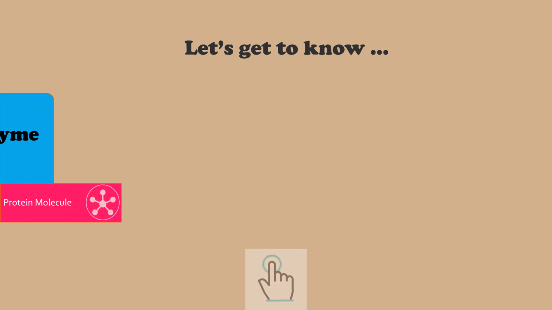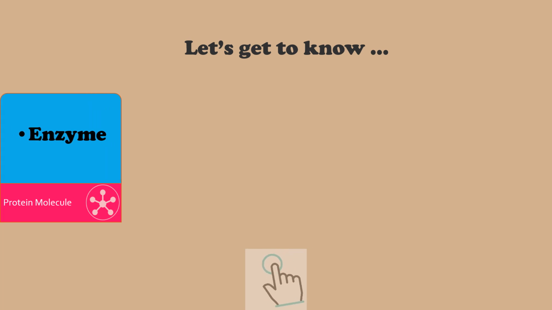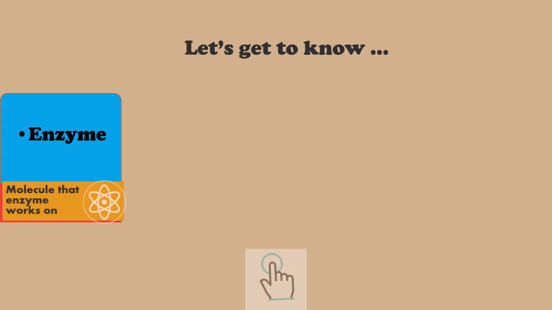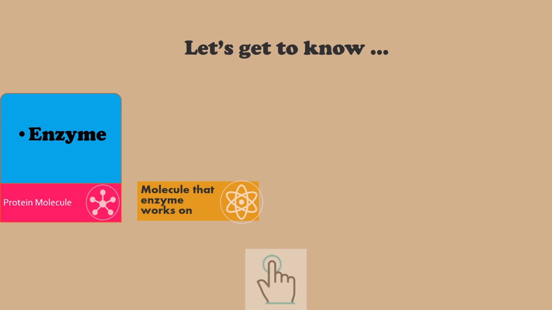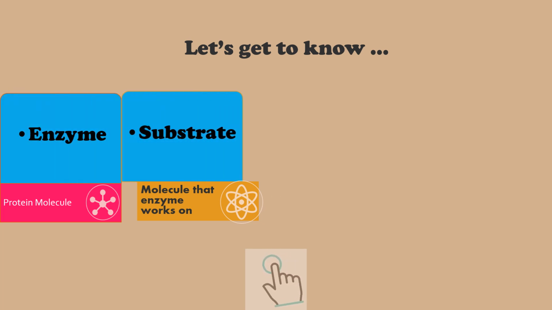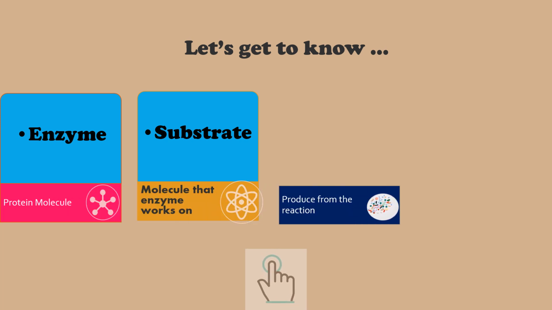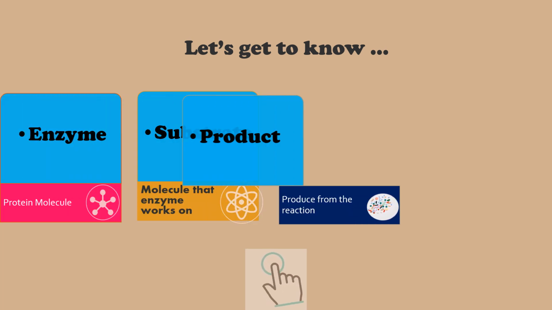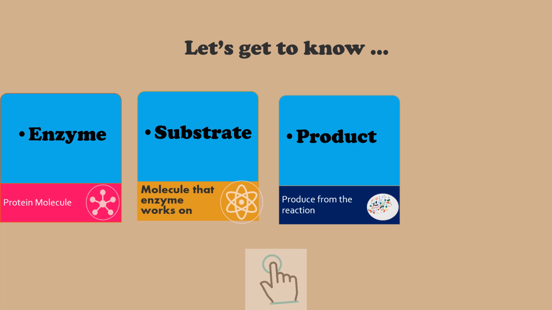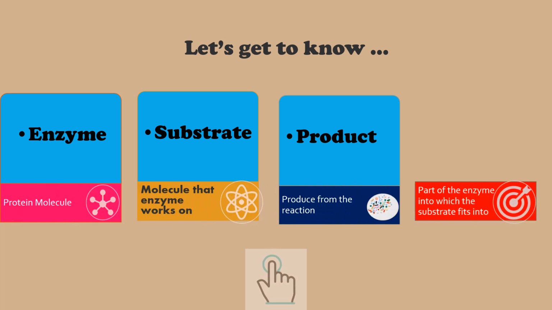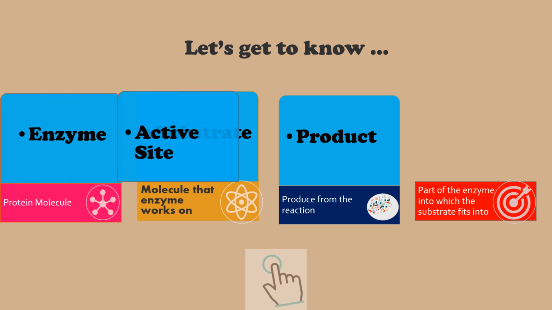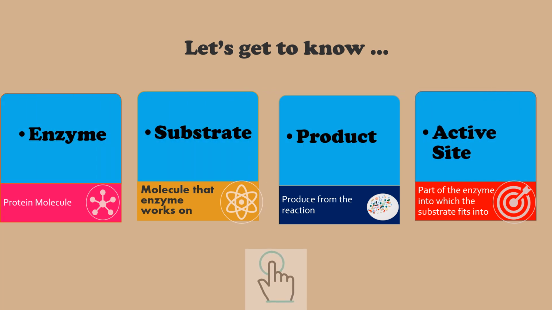The enzyme is always considered as a protein molecule. We all know this. In addition to this, the molecule that enzyme works on is referred to as a substrate. Next, we see the product from the reaction of the enzyme and substrate is referred to as a product. And the part of the enzyme into which the substrate has to fit into is called an active site. We will learn more details on this.